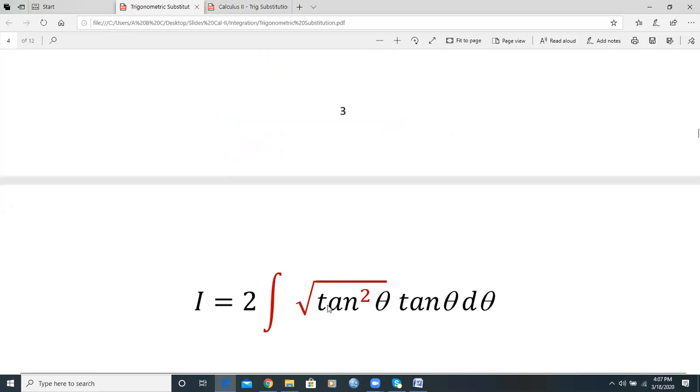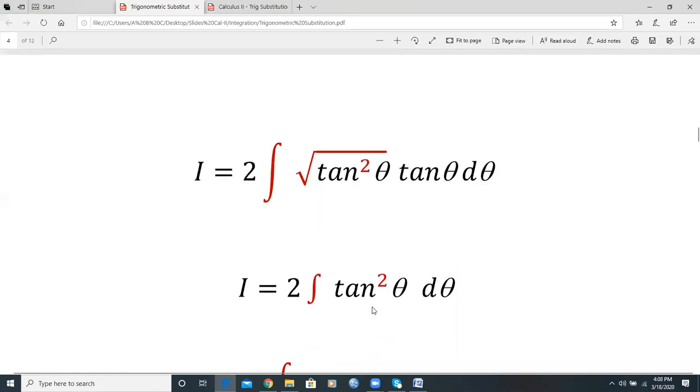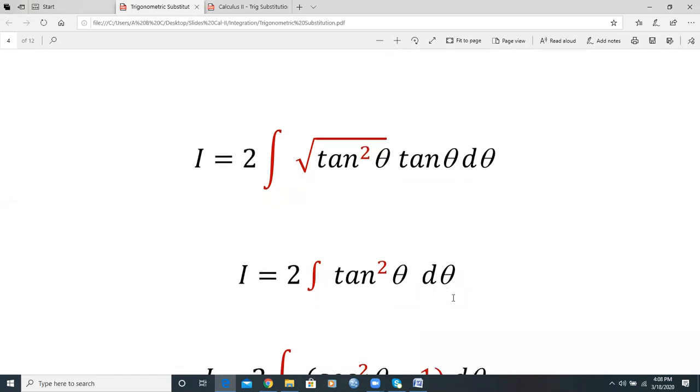So this becomes square root tangent square theta. So therefore now the integral actually simplifies. It becomes I is equal to 2 integral tangent square theta tangent theta. We don't have any formula for the integral of tangent square theta. You must remember the derivative formulas.